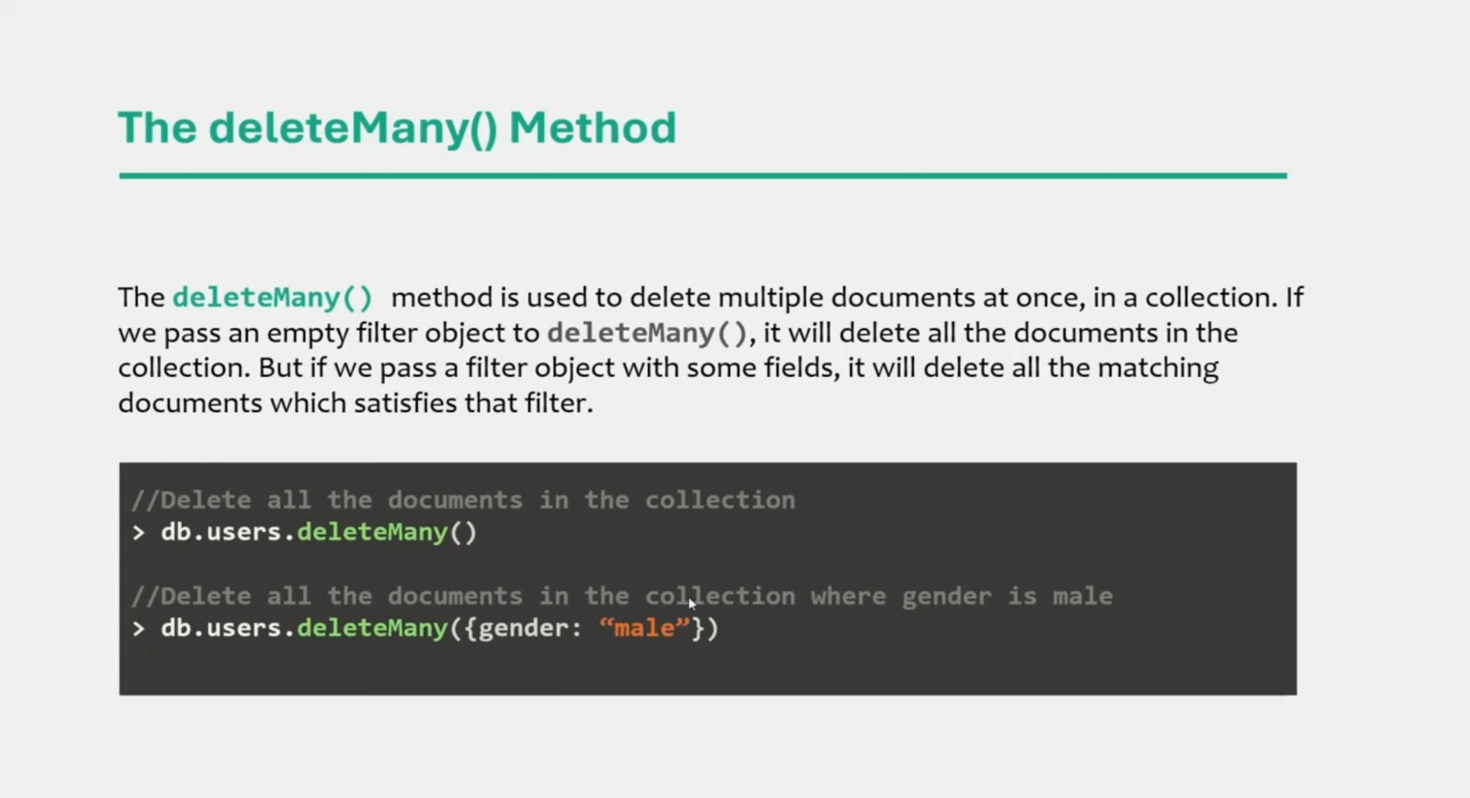For creating documents, we have insertOne and insertMany. For reading documents, we have find and findOne. For updating documents, we have updateOne and updateMany. And for deleting documents, we have deleteOne and deleteMany. So in this way, we learned all the methods which we need to know in order to perform CRUD operations on a collection. This is all from this lecture.